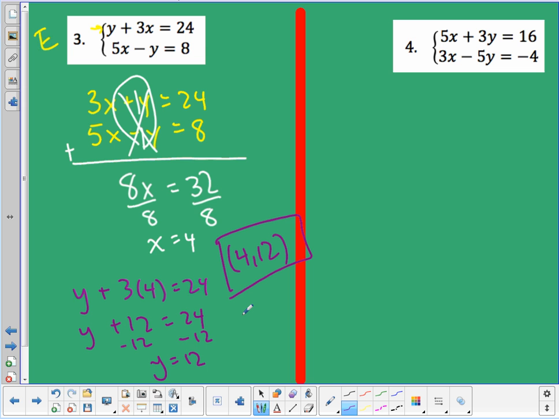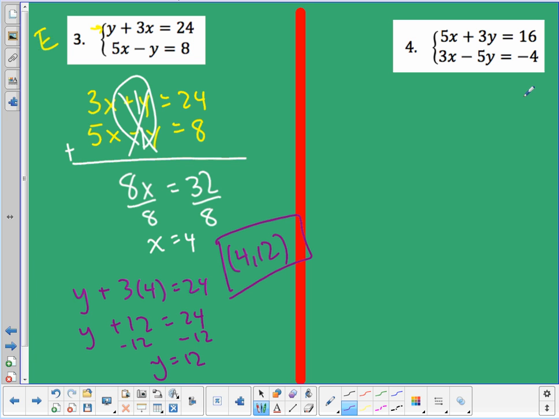All right, let's take a look at number 4. In number 4, I have 5x plus 3y is equal to 16, and 3x minus 5y is equal to negative 4. I do not have opposite coefficients in this, but I do have equations in standard form. X terms lined up, y terms lined up, equal signs lined up, constants lined up.